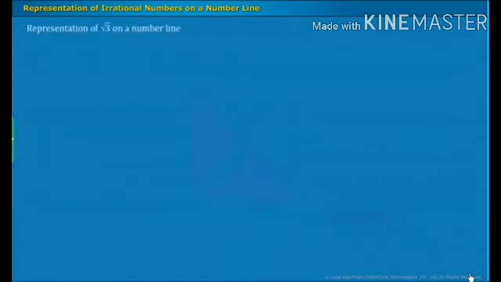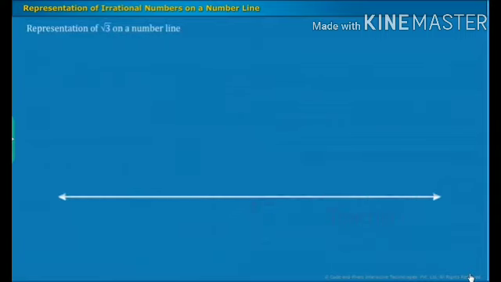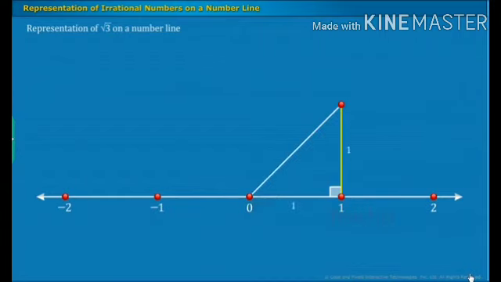Here, let us represent root 3 on a number line. Initially, draw a number line, mark point 0 on it. On either side of 0, mark the points -2, -1, 1, 2 with equal distances as shown. Now, with the same distance from 0 to 1, draw another line with a right angle at 1 and then join these points as shown. Let us mark the points of the right angle triangle as OAB.